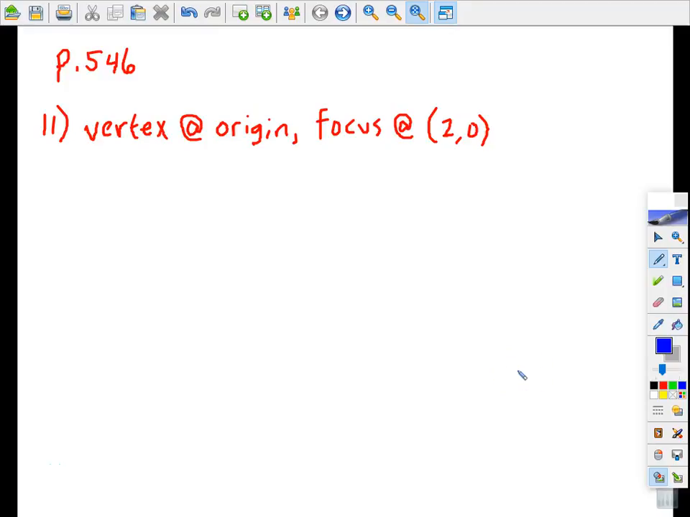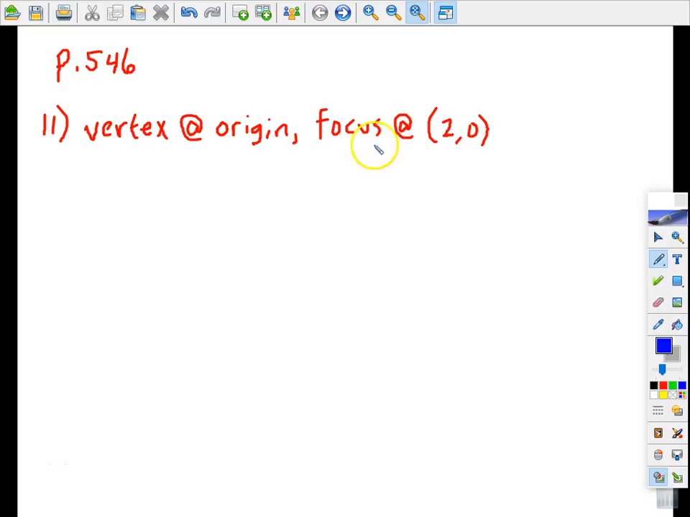This is section 10.2, some homework help. We're talking about parabolas, writing the equation for parabolas, in some cases sketching the graph of parabolic functions. In this set of problems, 7 through 12, I've picked out number 11, and we're supposed to write the equation for a particular parabola that has vertex at the origin and a given focus.